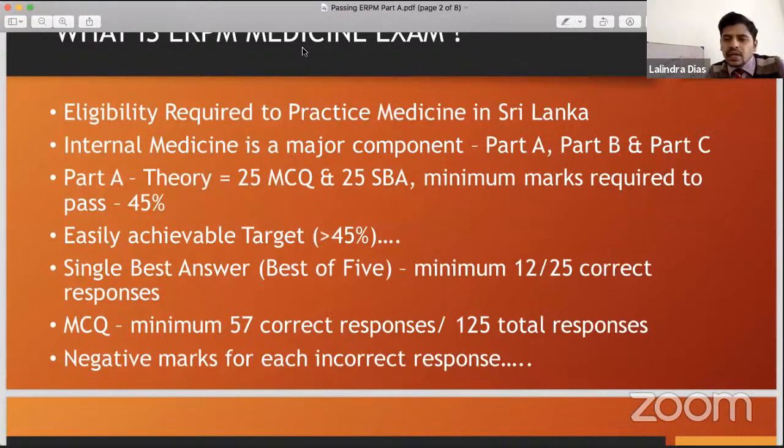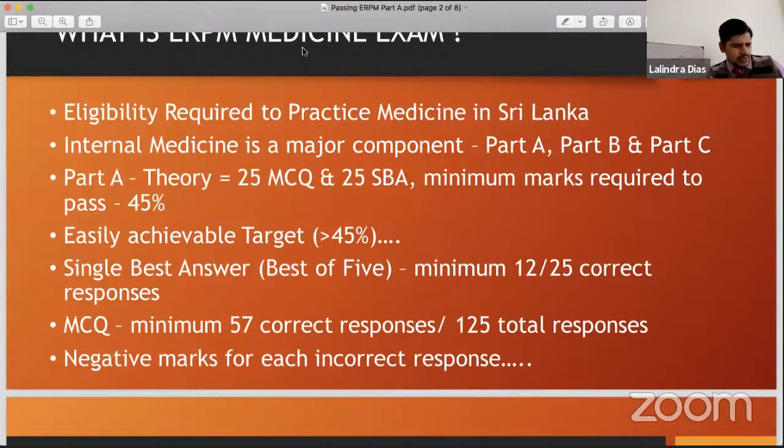Then guys comes the trickier one, that's the MCQ component. So in the MCQ component, to get a 45% mark, all you need to do is get 57 responses correct out of 125. How did these 125 responses come about? I told you in the MCQ paper there are 25 questions. In every MCQ there are 5 responses, right?